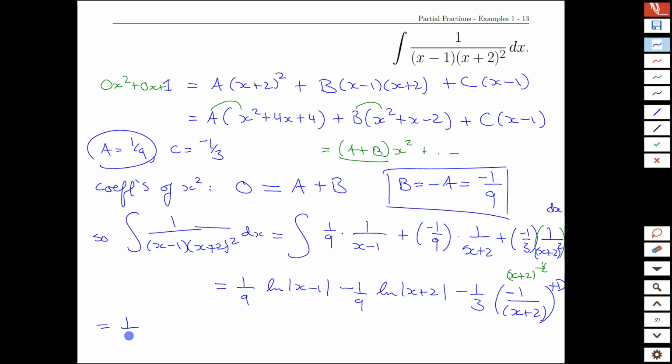And if we wanted to, we could just do one last tidying up stage. Minus 1/9 ln of the absolute value of x plus 2, and then plus 1/3 times 1 over x plus 2 plus some arbitrary constant.